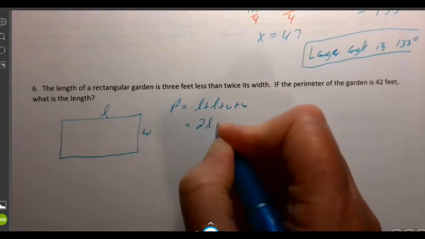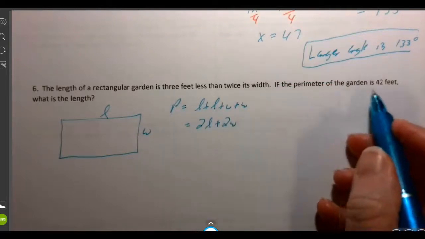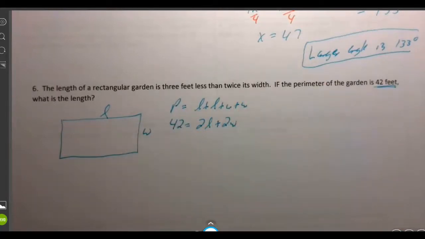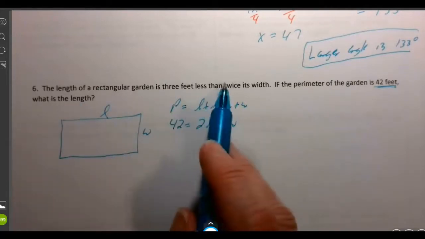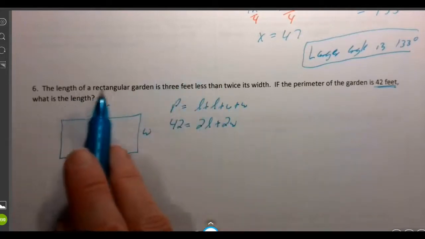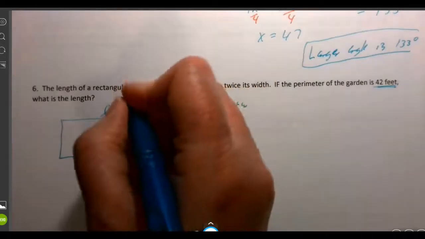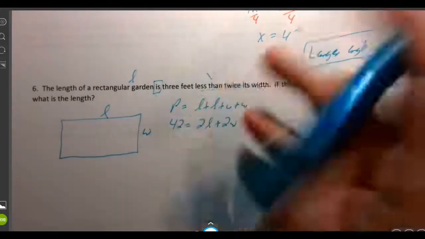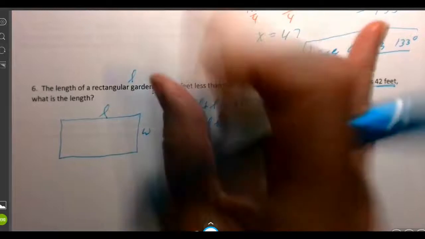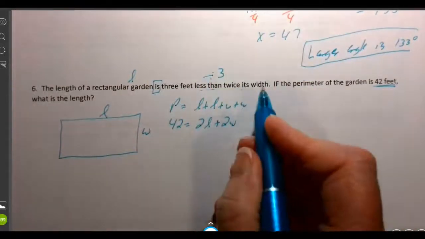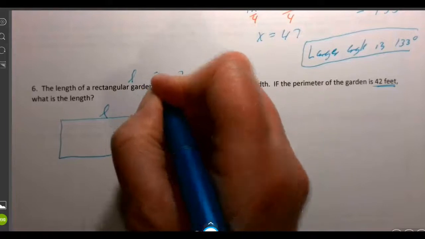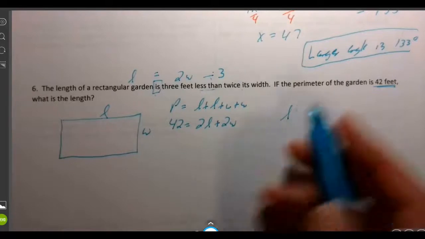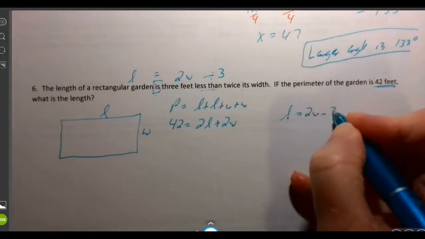Or 2L plus 2W. And here, they tell us the perimeter is 42 feet. There's one equation. That's nice. Now I'm going to go back to this and do the same thing that I did up there. This says the length of the garden is. So length is 3 feet less than. We like those less thans because we make you switch it around. 3 feet less than, so we're going to put minus 3 twice its width. So there's our other equation. L, that's a cursive L because I have bad handwriting, is equal to 2W minus 3.